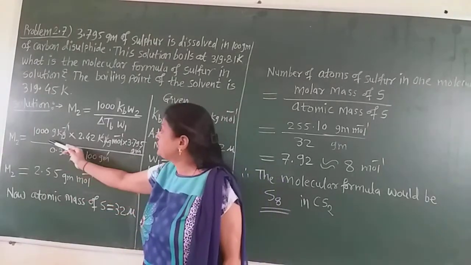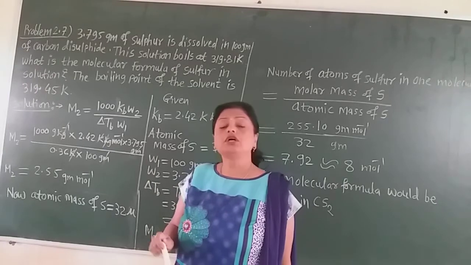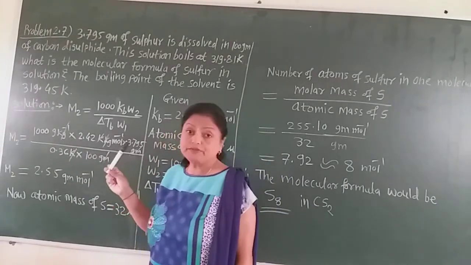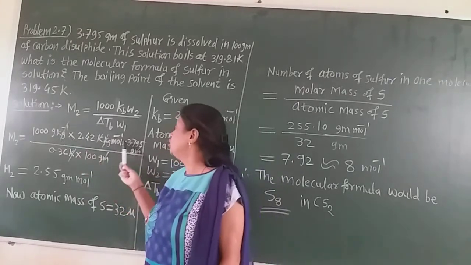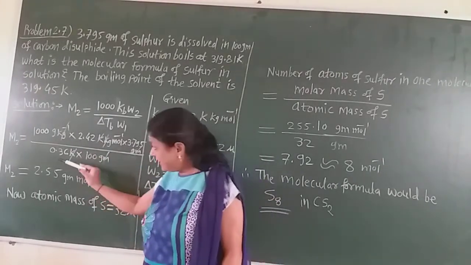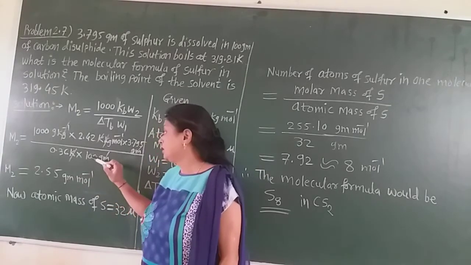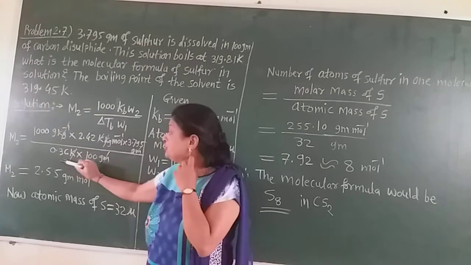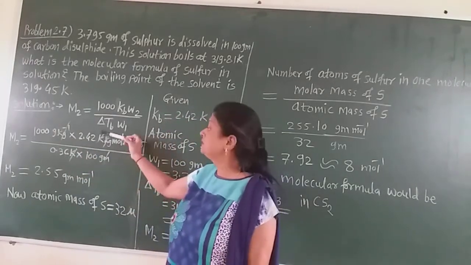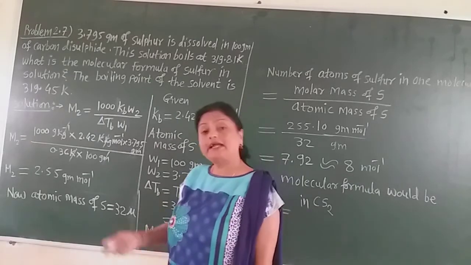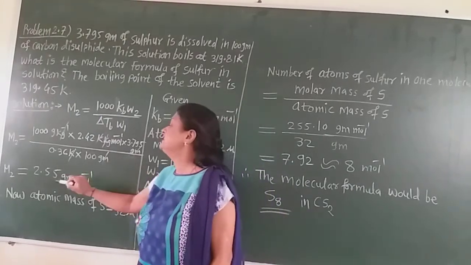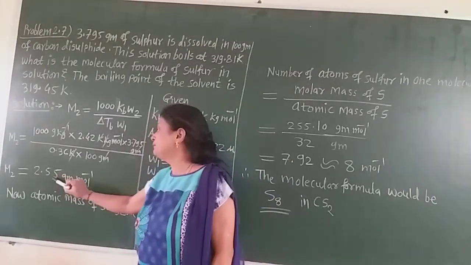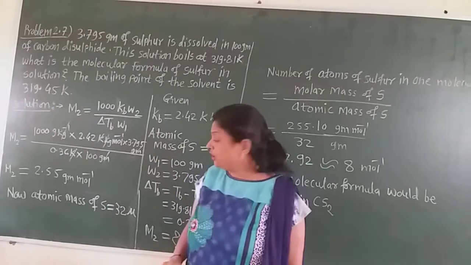So after this, you can calculate with the help of the logarithmic table. You can take the logs of all these values and add the logs, and then subtract the addition of the log of 0.36 and 100 from that sum, and take the antilog, so that the molecular weight of the solute, the value is 255.10 gram per mole.